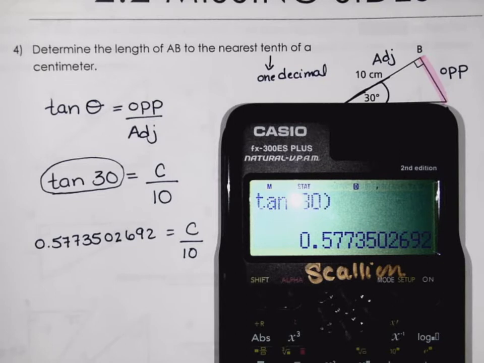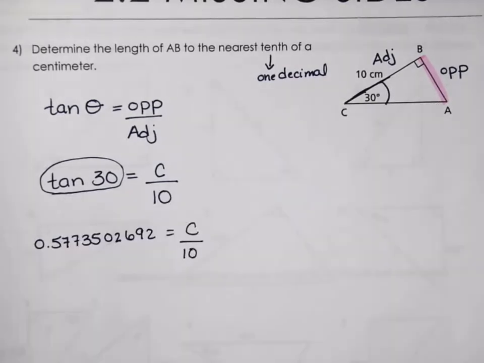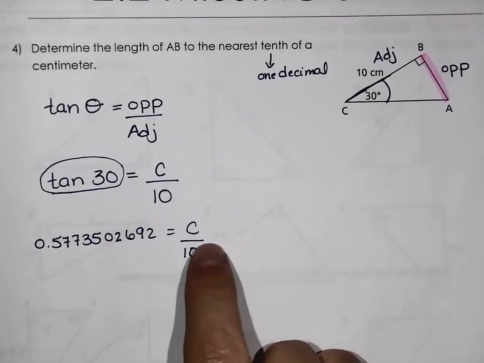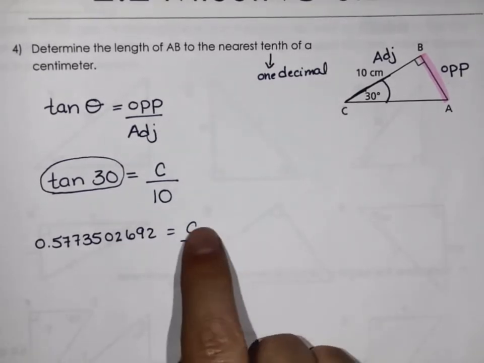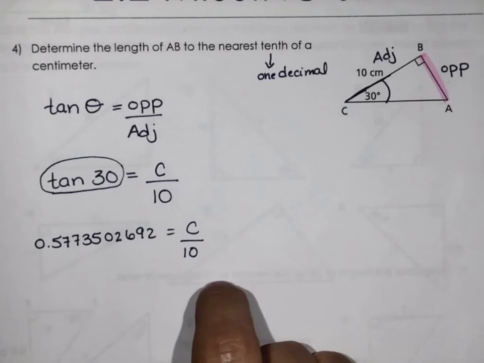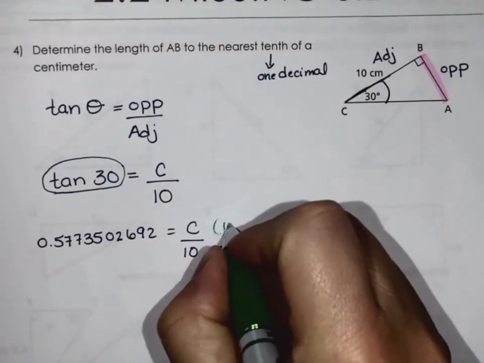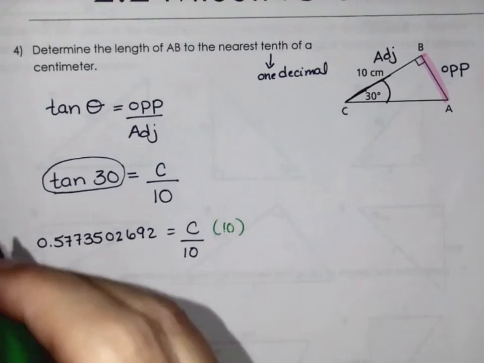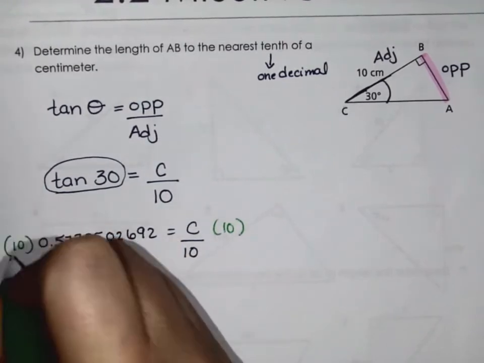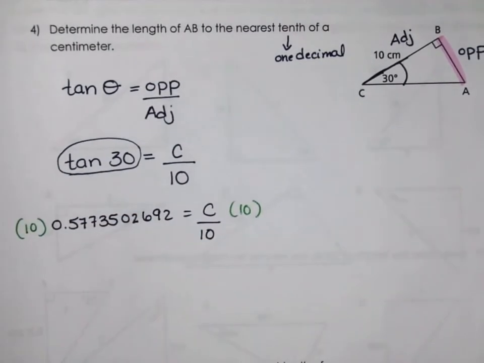Okay, I want to get C by itself. So right now C is divided by 10. So what's the opposite operation to divide by 10? Multiply by 10. So if I multiply this side by 10, I have to multiply the other side by 10. That's some basic algebra that you did in grade 7, grade 8, and grade 9. Whatever you do to one side, you have to do to the other.